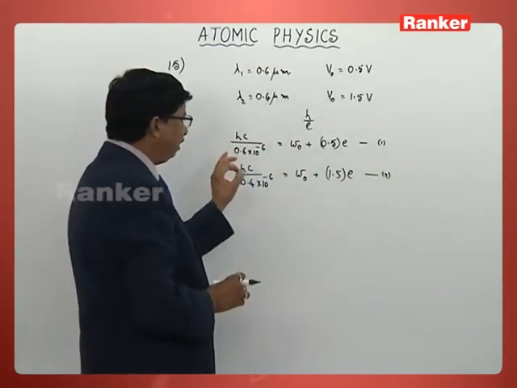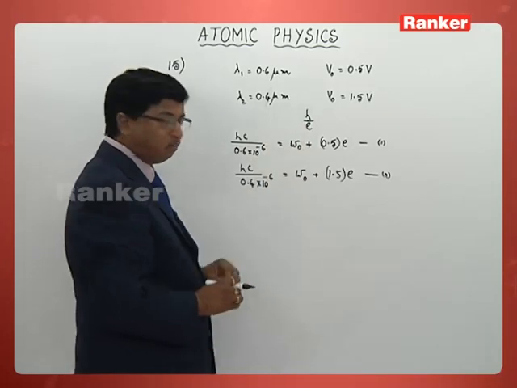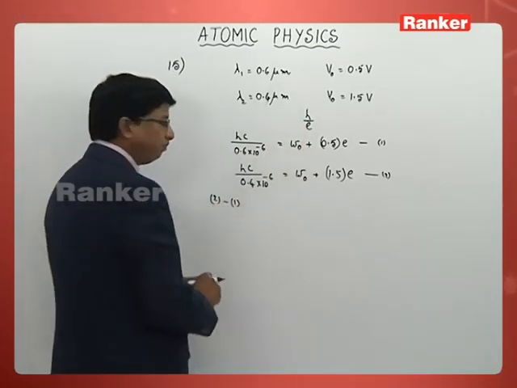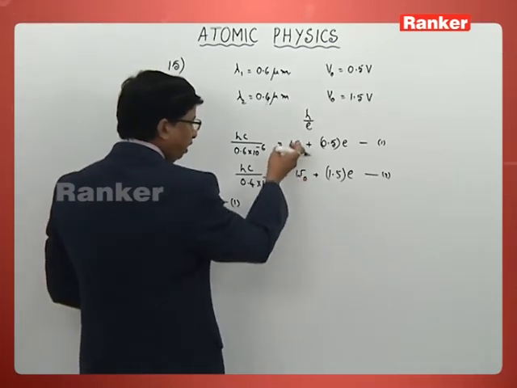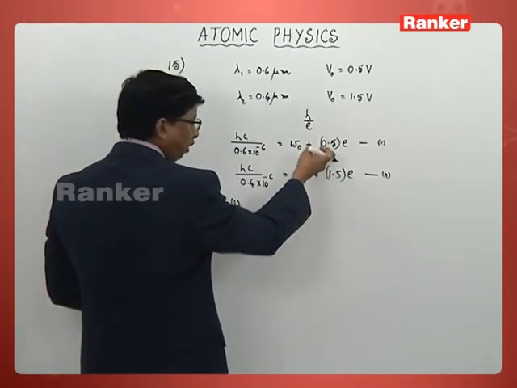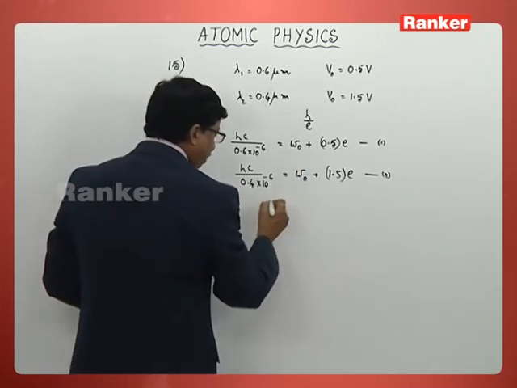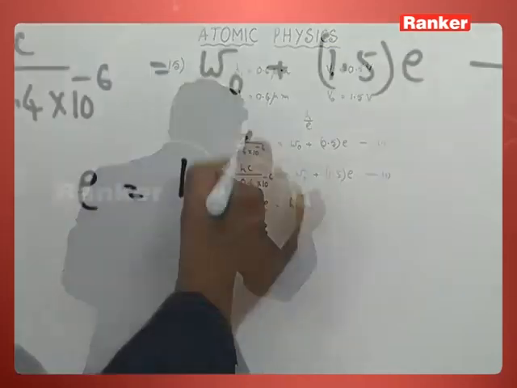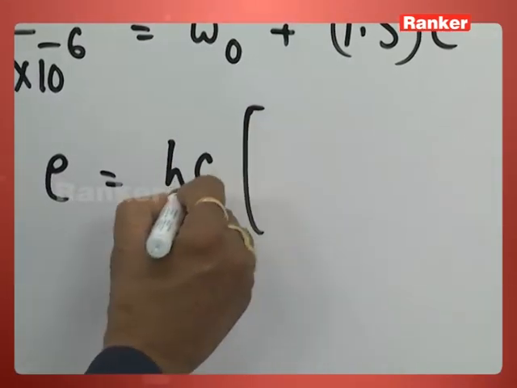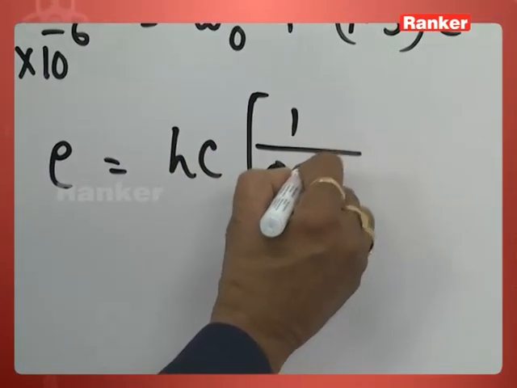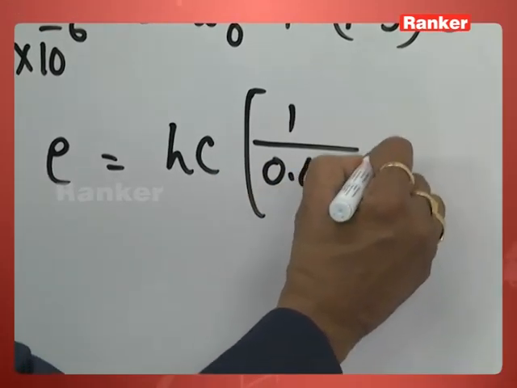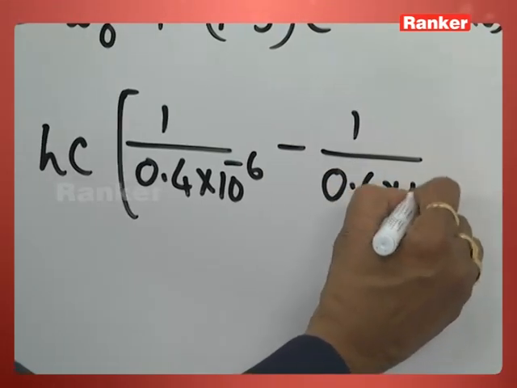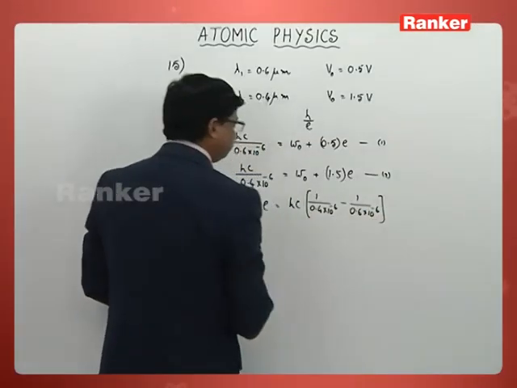Now simply take the difference of these two. So what can we write now? Equation 2 minus 1. Then automatically W naught gets cancelled. 1.5 minus 0.5 becomes 1, and 1 into e is e, is equal to hc, if I take it common, times 1 by 0.4 into 10 power minus 6 minus 1 by 0.6 into 10 power minus 6.